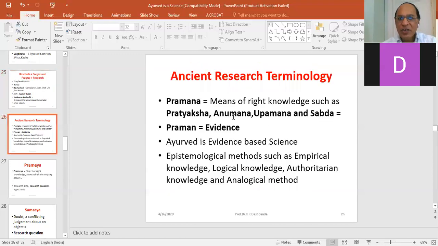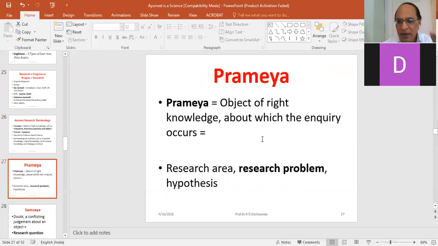Then ancient research methodology, Praman is the means of right knowledge: Pratyaksha, Anuman, Upaman and Shabda. Praman means evidence, and that's why Ayurveda is evidence-based science. My dear friends, let me clear you, because we have only 3-4 minutes left.